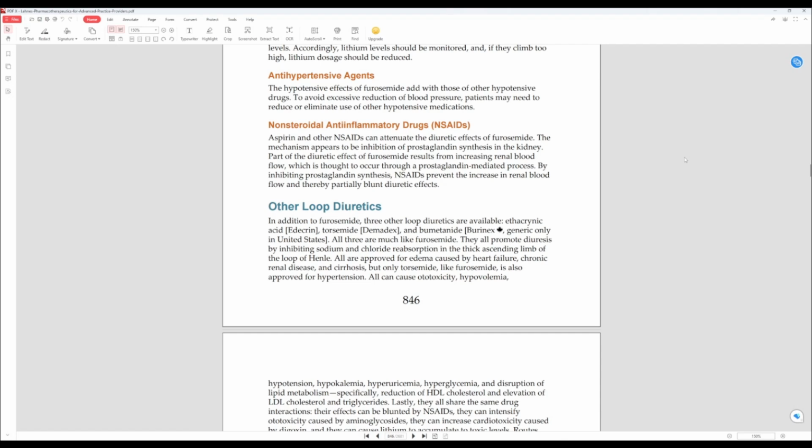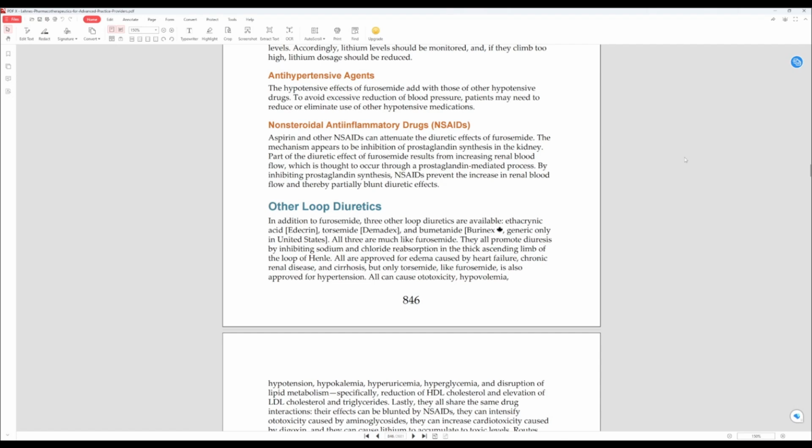Antihypertensive agents. The hypotensive effects of Lasix add to those of other hypotensive drugs. To avoid excessive reduction of blood pressure, patients may need to reduce or eliminate use of other hypotensive agents.